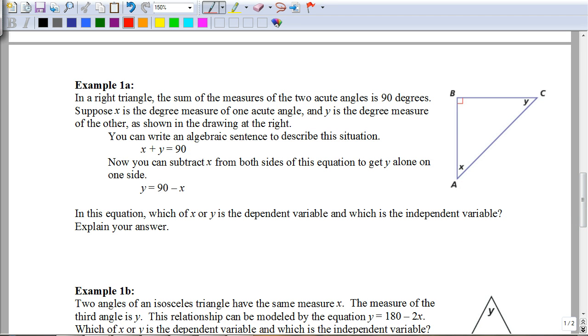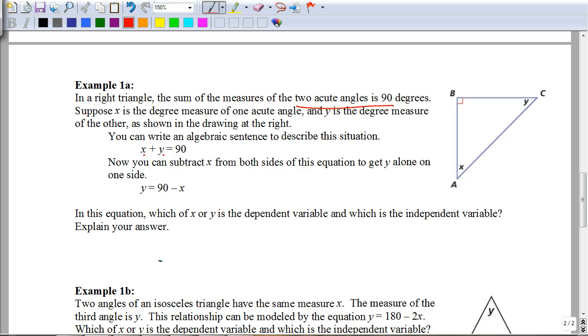Let's look at this example. In a right triangle, the sum of the measures of two acute angles is 90 degrees. Suppose x is the degree measure of one acute angle and y is the degree measure of the other. So we can write an algebraic sentence to describe the situation. If our two acute angles add up to be 90 degrees, we could say x plus y would equal 90.